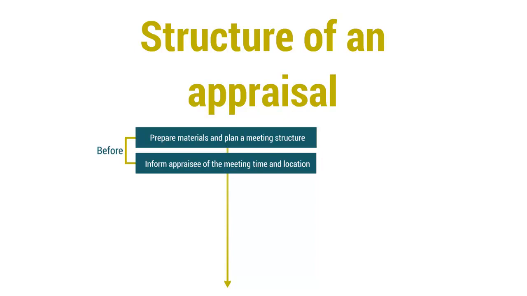And then once you've decided on that, you need to inform the appraisee when and where the meeting is going to be so that they can then prepare for that themselves. And also at this stage, if they do need to do anything in preparation for the appraisal, such as a self-assessment, they need to be informed and told how and when they complete that, so that it's ready for the appraisal. That's before, and then you have the appraisal.